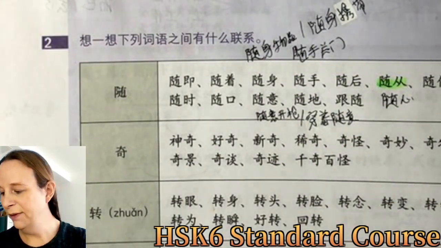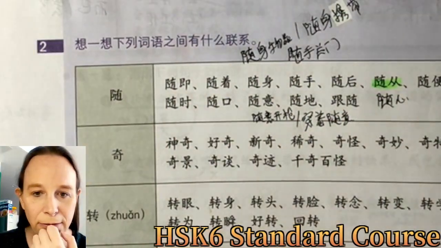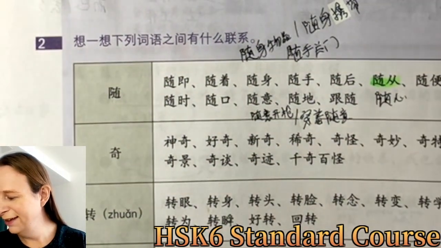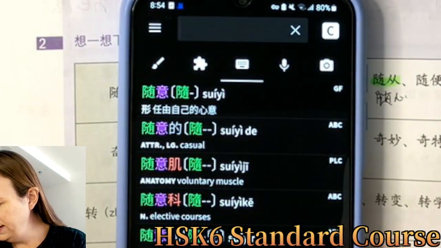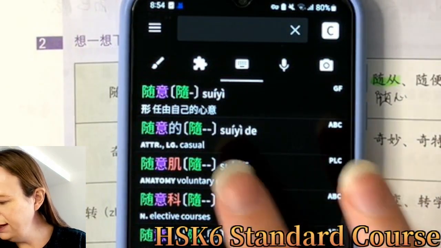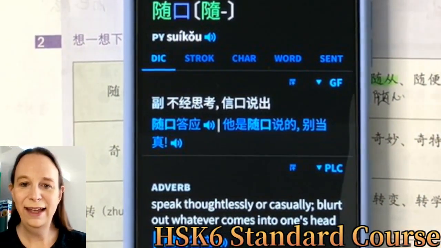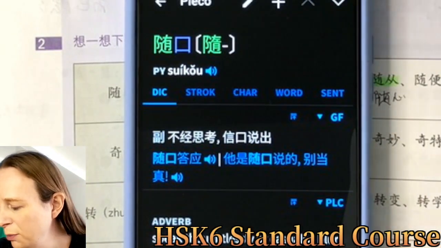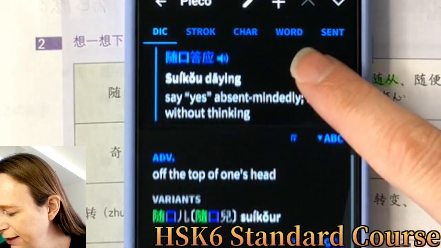Okay, next. Oh, wait, we did 随时. Did we do 随口? We didn't do 随口. Oh, we didn't do 随. I'm doing them out of order this time. So, 随口, was not what I thought. So this 随, this is like without enough thought kind of thing. 不经思考,信口说出, speak carelessly.